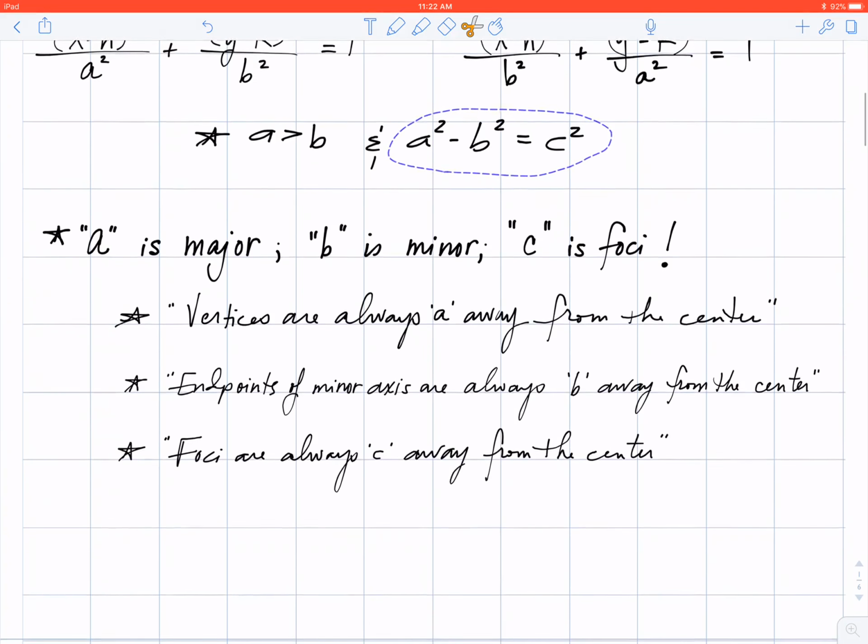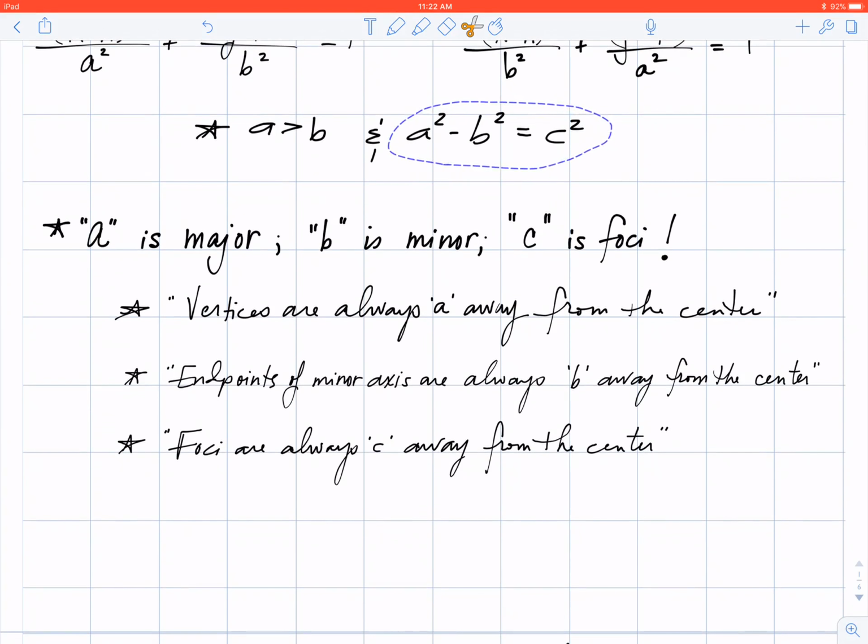Couple more comments here, and I've already made mention of this. A is always regarding the major, B always has to do with the minor, C always has to do with the foci, the plural version of focus points.